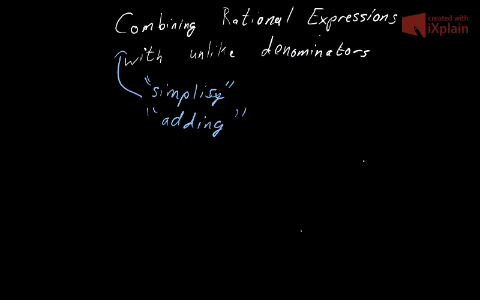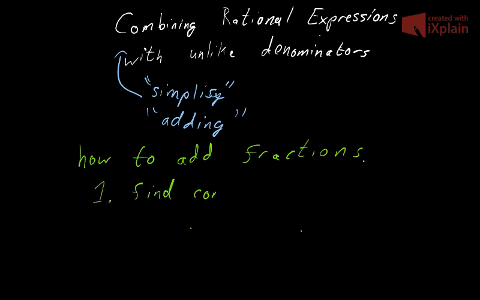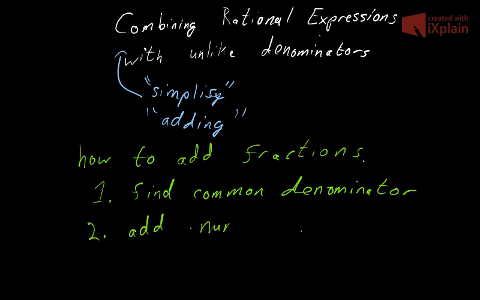So we're going to start just by reviewing how we add fractions, because that's all we're doing today is adding fractions. And the first step is going to be to find a common denominator. My second step is going to be to add the numerators. And then we're going to keep our common denominator.